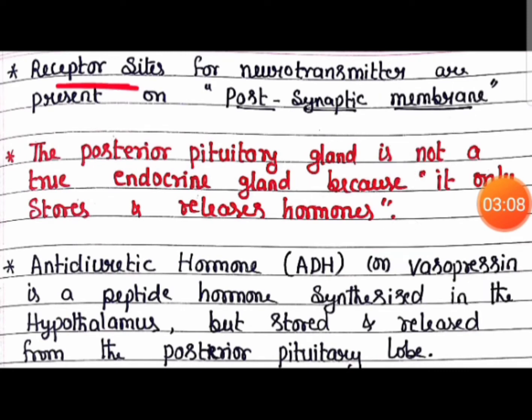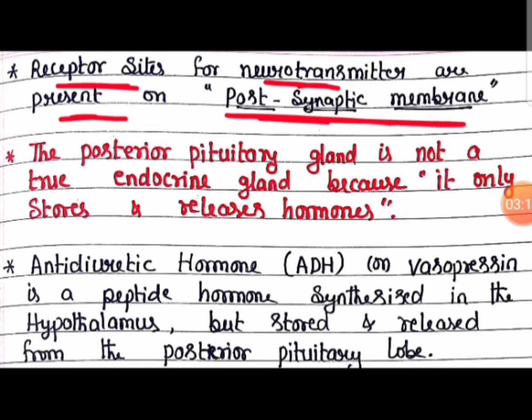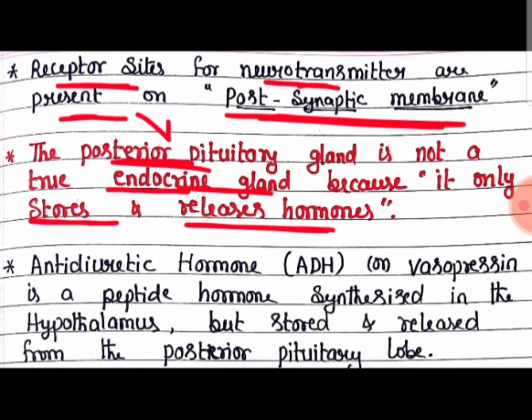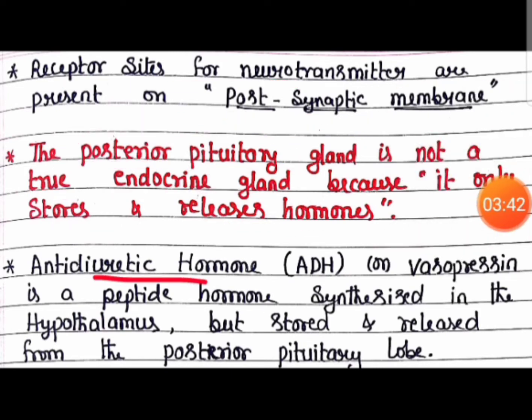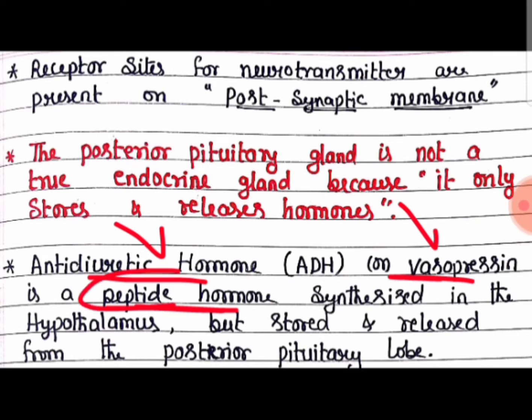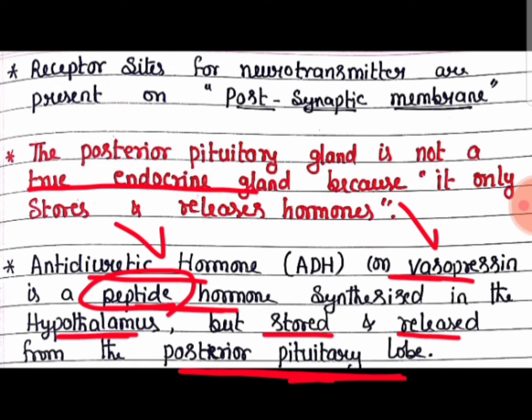And receptor sites for neurotransmitters are present on the postsynaptic membrane. And the posterior pituitary gland is not a true endocrine gland because it only stores and releases hormones. Then anti-diuretic hormone, ADH, also called vasopressin, is a peptide hormone synthesized by the hypothalamus but stored and released by the posterior pituitary. That's why the posterior pituitary is not a true endocrine gland.